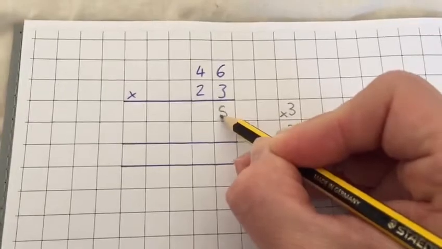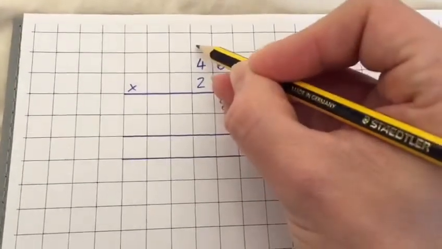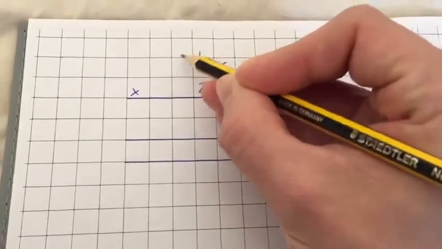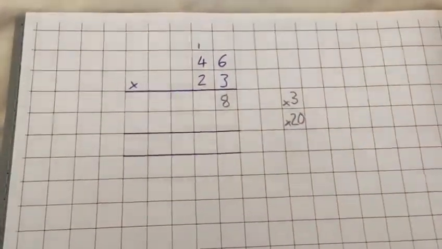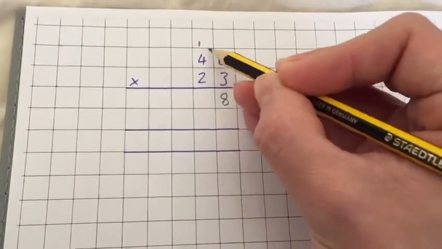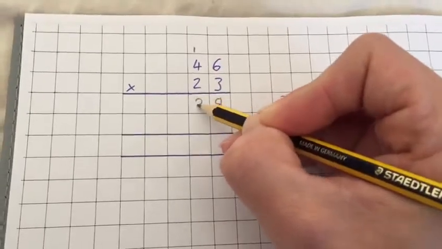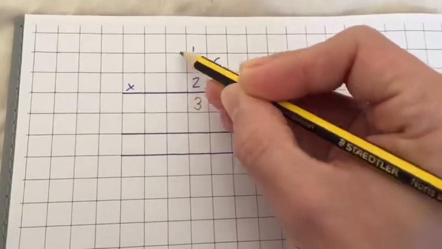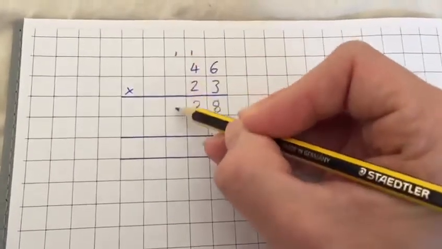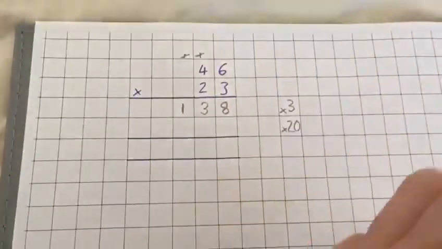So you put your 8 in, and then be careful where you do the exchanging. Do the exchanging up above the next column. Even if there isn't anything there, you put the exchanging into the next column. Then you've got your 3 times your 4, which is 12, but we need to add this one up here, which makes it 13. So the 3 in, and then you can do the exchanging in the next column, and then put the 1 in.